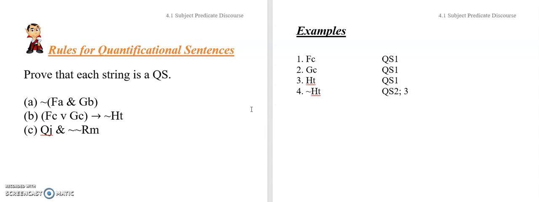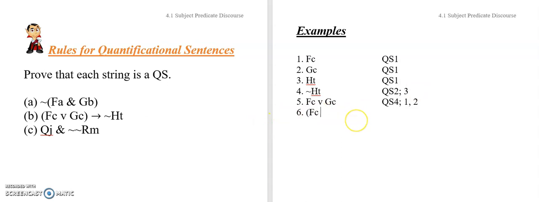Then we've got to build the antecedent up here, so we're going to do FC or GC, and you could have reversed the order of these, that wouldn't have hurt anything. That would be QS4 on lines 1 and 2. And then what we want to do, of course, is build the entire construction.